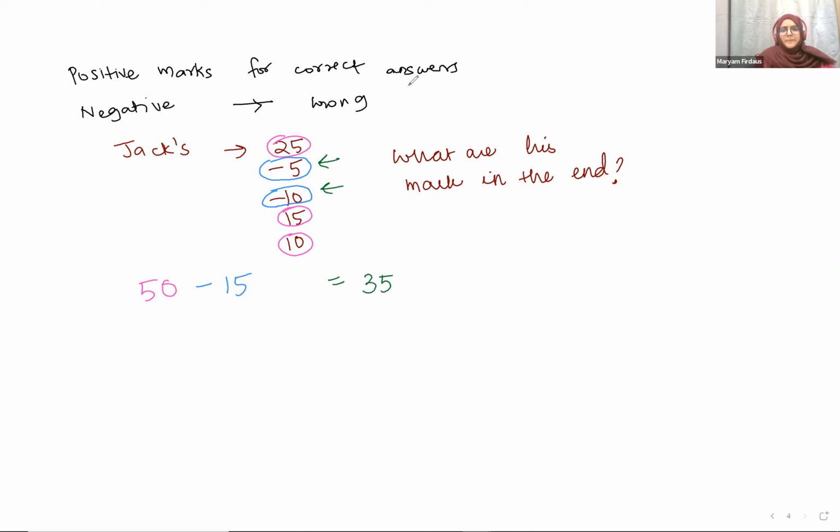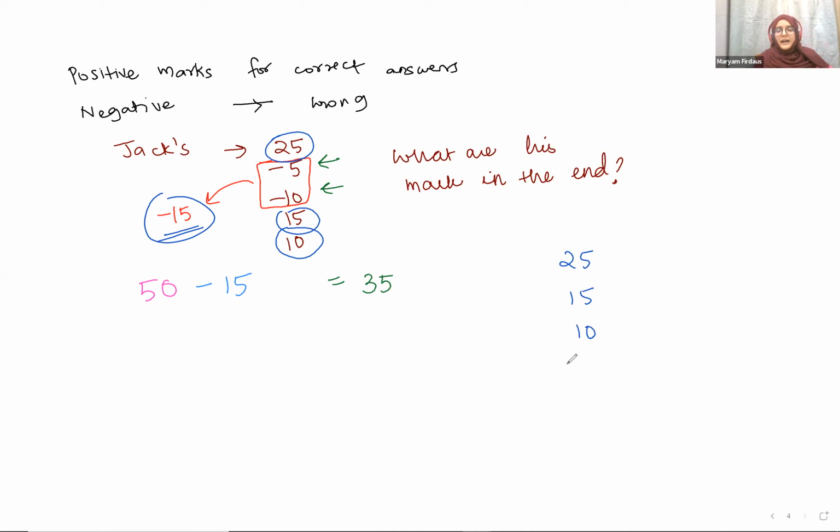Hiba, this was a very nice way of thinking about it, but what you can also do is a kind of shortcut. Just take a look at this. What we can do over here is take these two and first add the negative. So how much does it become? As you said, it is minus 15. So now my total marks become 25, 15, 10, and minus 15.